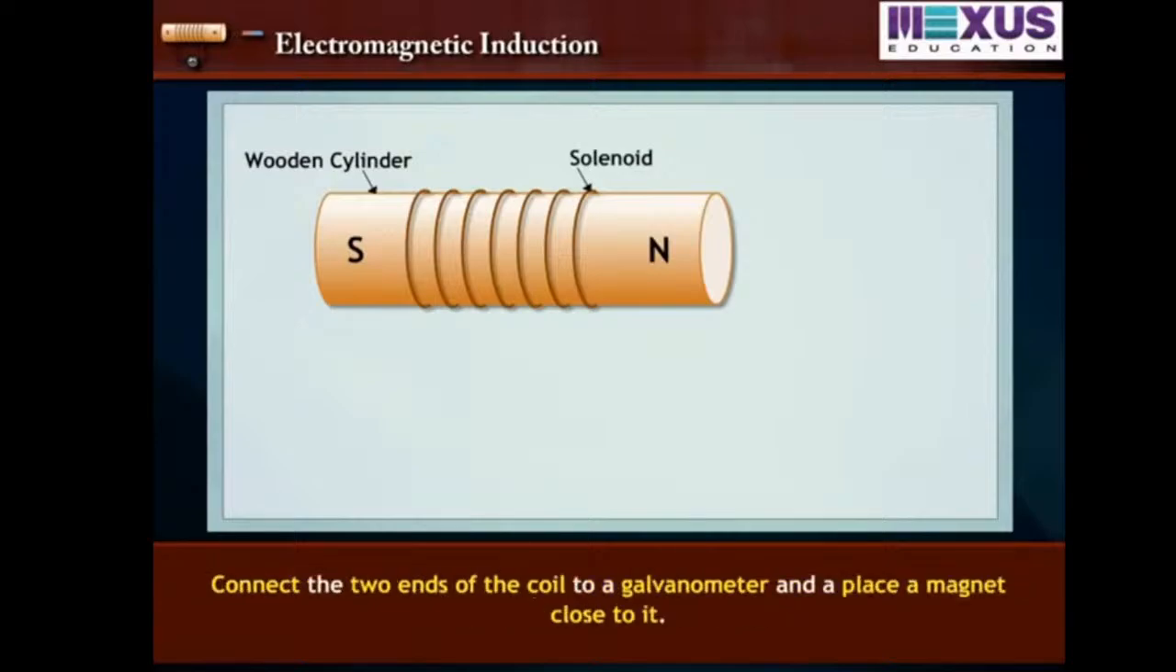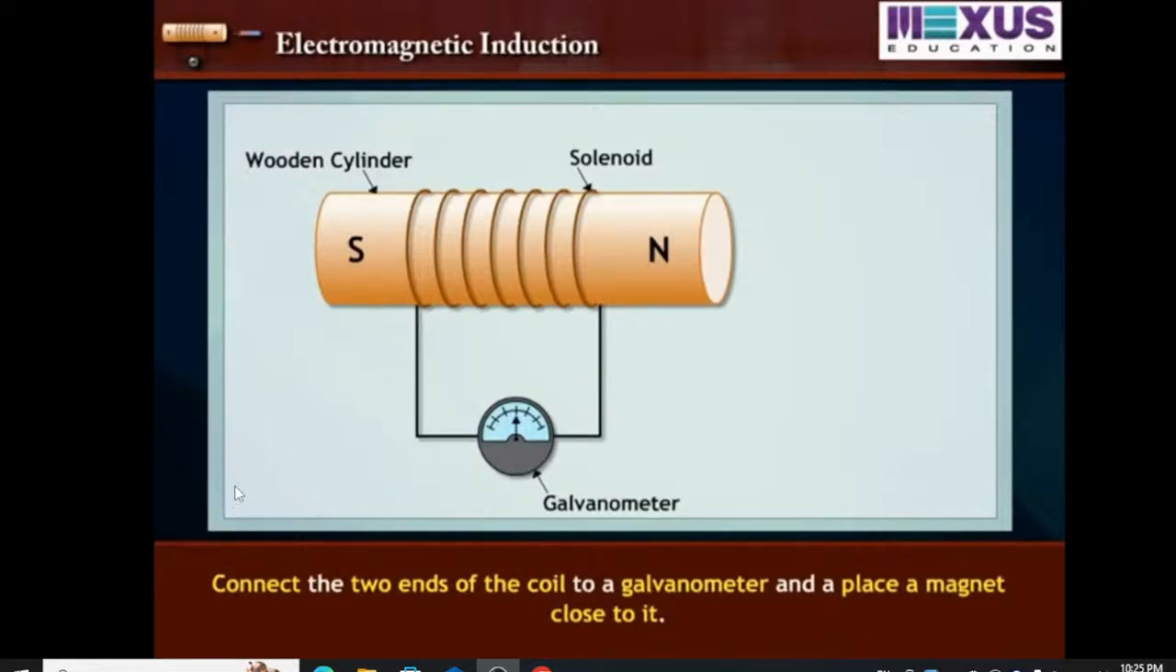Connect the two ends of the coil to a galvanometer and place a magnet close to it. The reading of the galvanometer is 0 when the magnet is stationary.